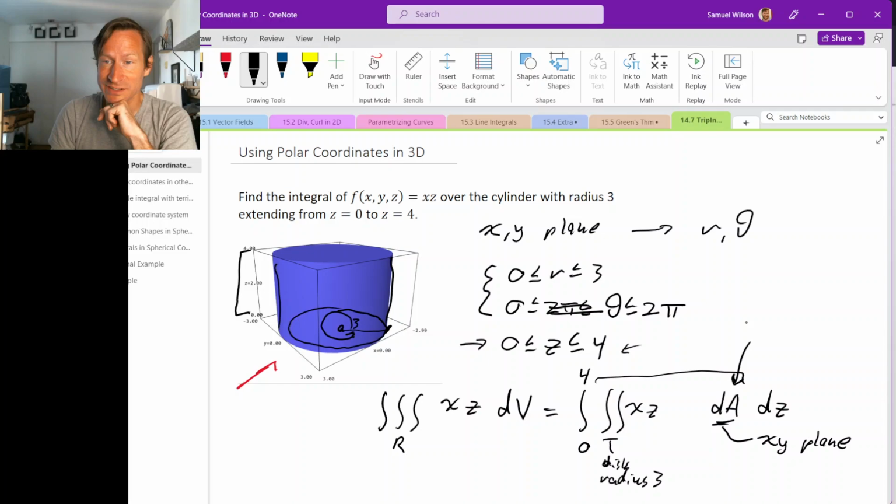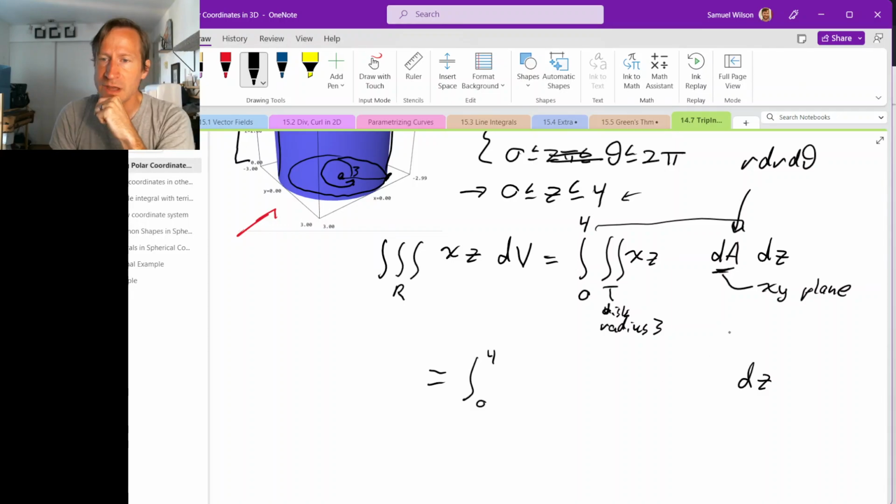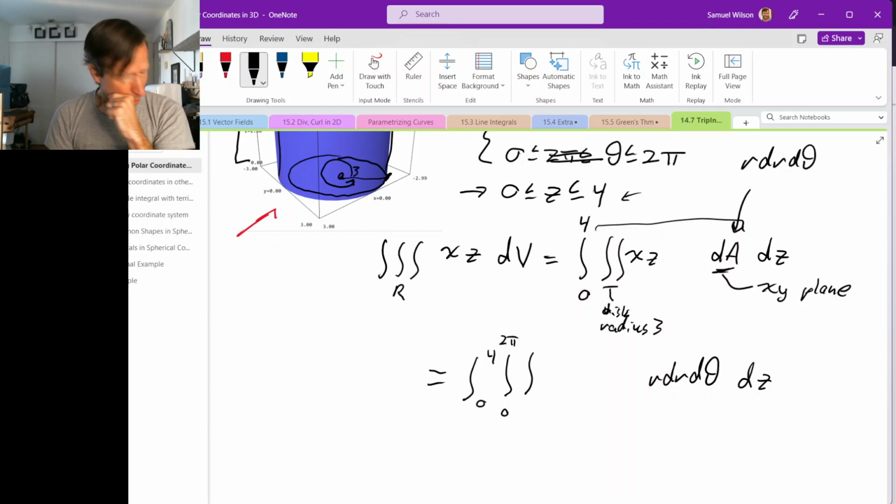So we can rewrite this integral using polar coordinates for the xy plane. So this is going to go from 0 to 4 in the z direction, and so that's dz. And then dA is r dr d theta. So my theta bounds are going to be from 0 to 2 pi, and my r bounds are going to be from 0 to 3. Okay, and the integrand was x times z. Z is still z, but because we're using polar coordinates in the xy plane, x is r cosine theta.